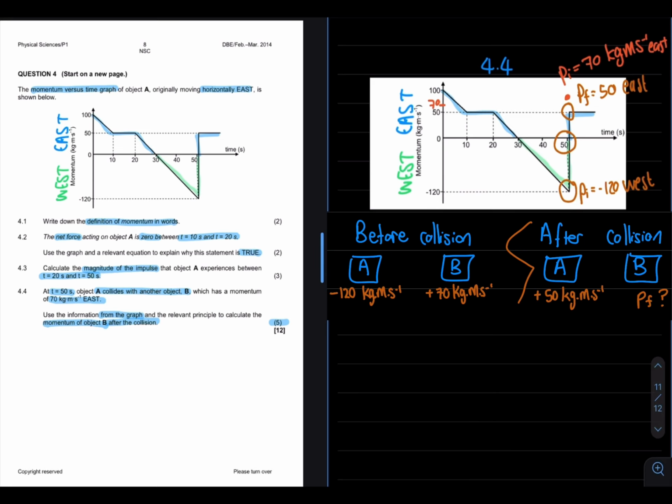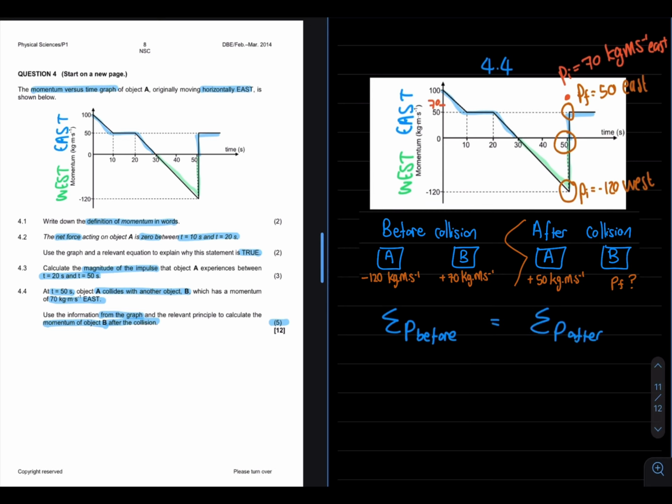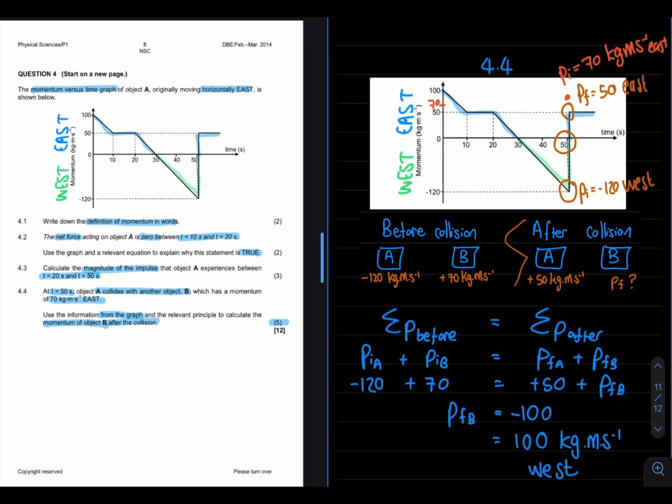Before the collision, we have both the momentum of A as well as B. After the collision, we have the momentum of A from the graph, and we can then calculate the momentum of B by using the law of conservation of linear momentum, which gives you an answer of 100 kilogram meter per second west.